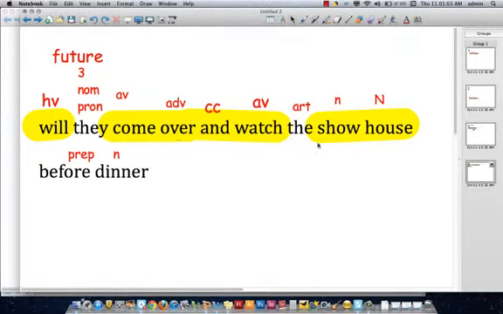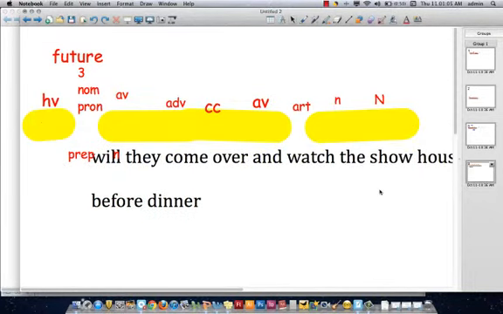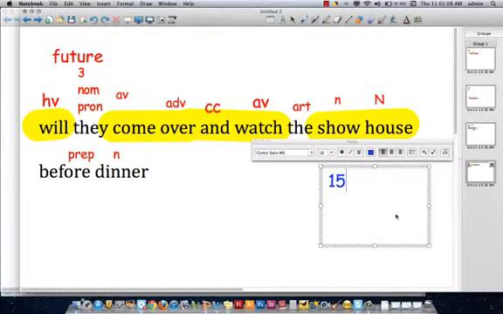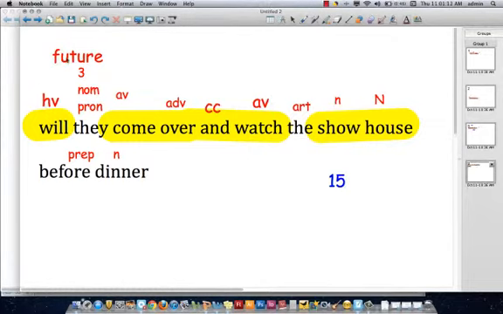And this question was worth, whoa, what just happened there? That's not what I wanted to do. This question was worth 15 points as well. 1, 2, 3, 4, 5, 6, 7, 8, 9, 10, 11, 12, 13, 14. Oh, and then future tense, 15. So that's 15 points there.